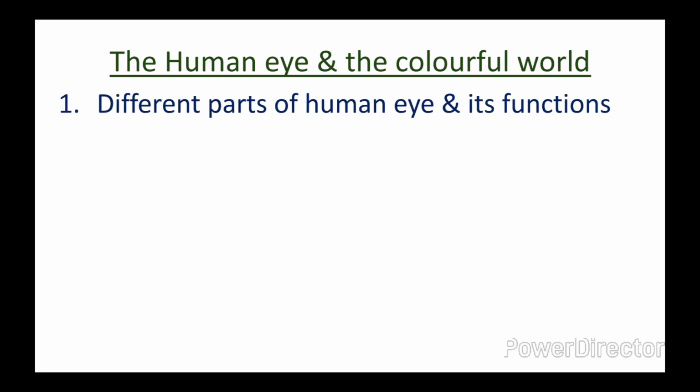And the next chapter is the human eye and the colorful world. Now we shall see what the important topics covered under this chapter are. First is the different parts of the human eye and their functions. This topic you will study in brief here; in biology, you will study it in detail. What are the important functions of the different parts of the human eye?